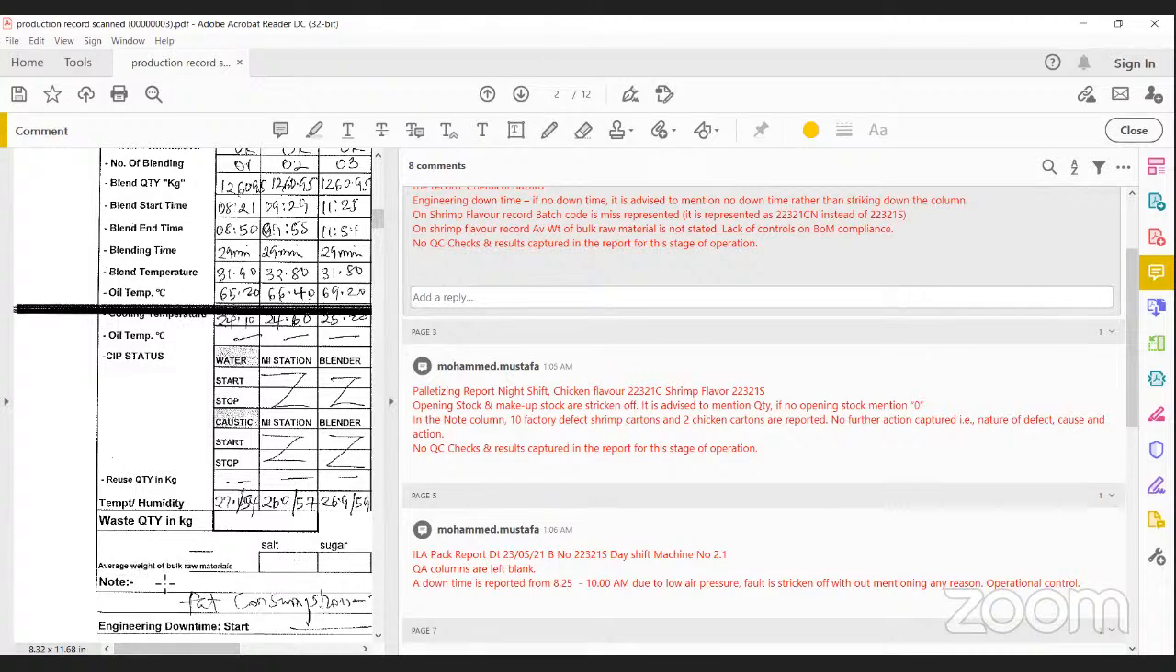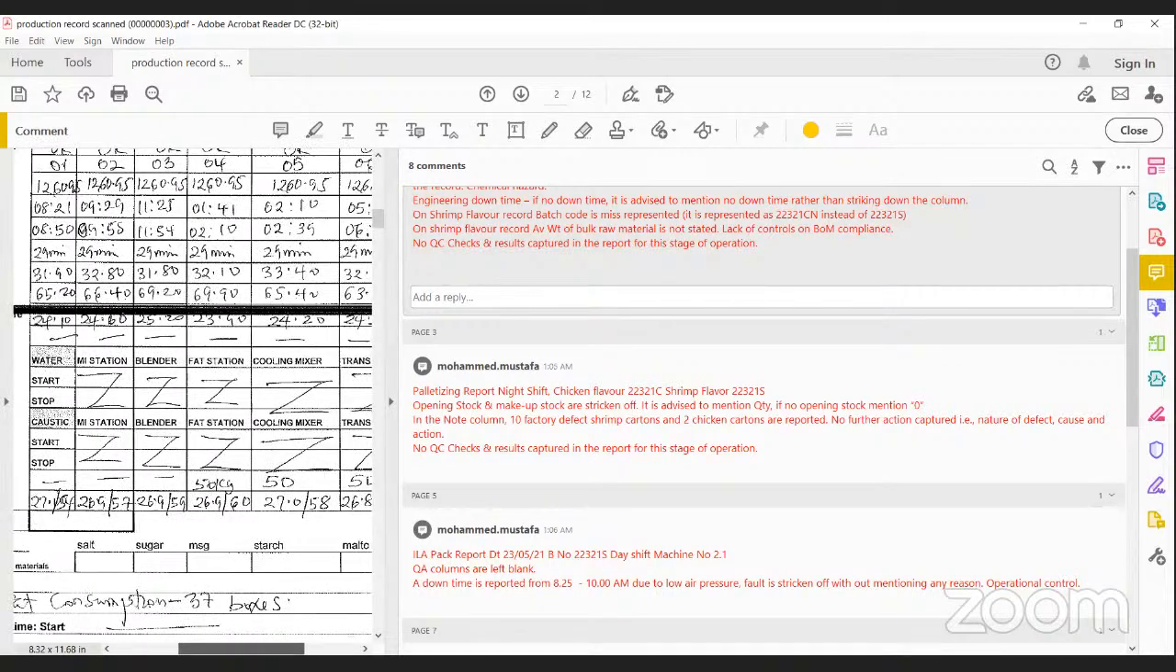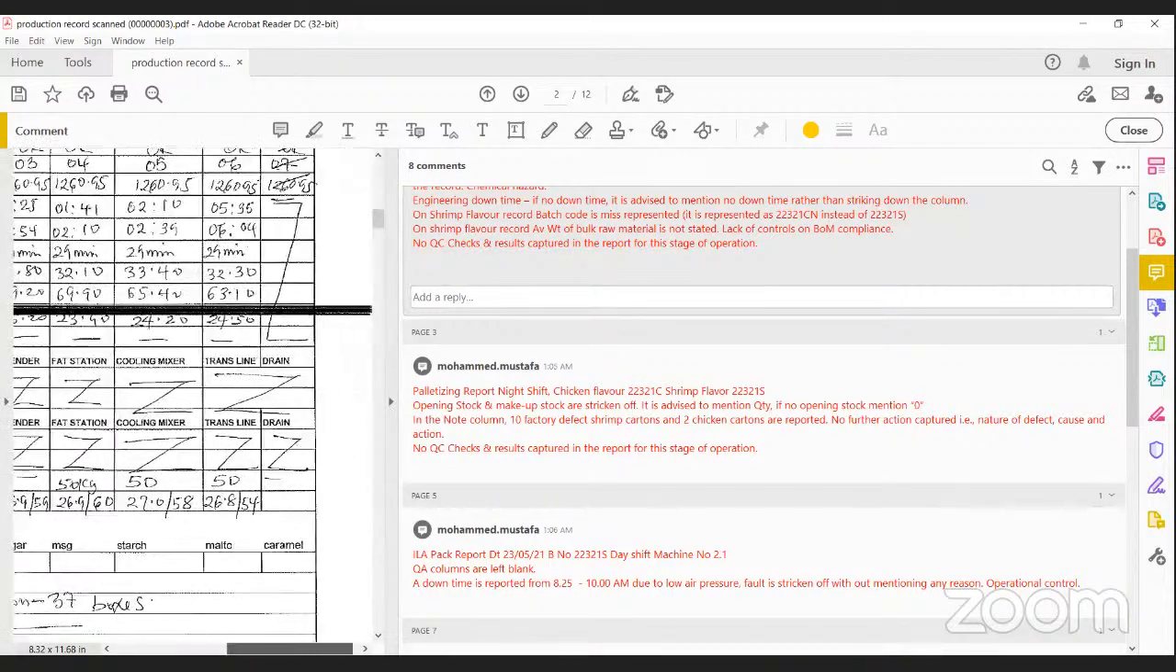Okay, average weight of bulk material: salt, sugar, monosodium, MSG, starch, malt, then caramel. So if this is not filled, we need to either strike it out or put a value.